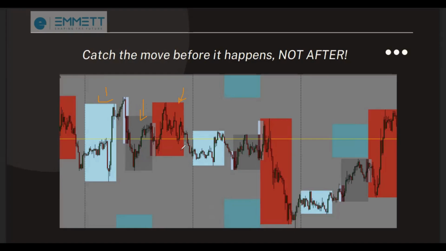Now, the trick here is to be able to identify the high and the low of each session. The high of Asia, the low of Asia, the high of London, right? And the low of London, the high of New York, and the low of New York.